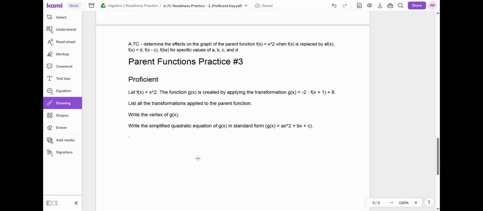Finally, we've got number 3. Look at all this stuff happening here. We've got f of x is x squared, right? g of x is negative 2 times quantity f of x plus 1, and then plus 8 on top of that. So let's list all the transformations. I'm going to give myself a little bit of space to list my transformations. And let's just go from left to right.